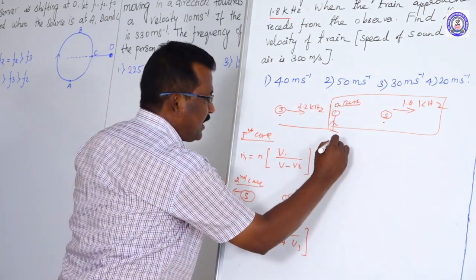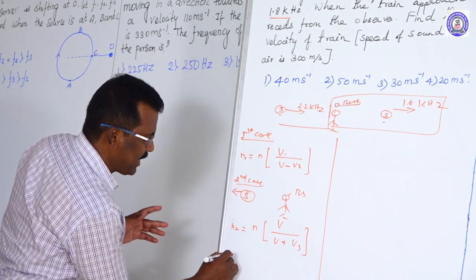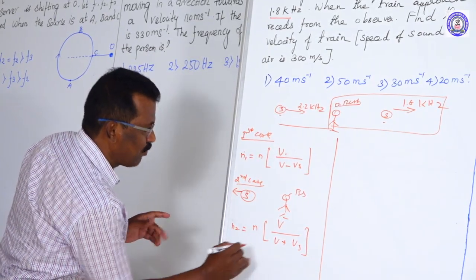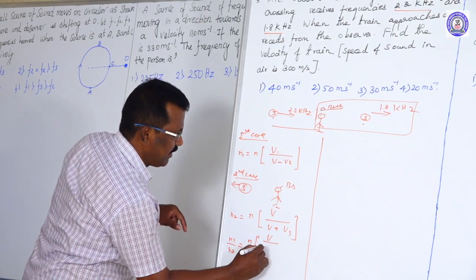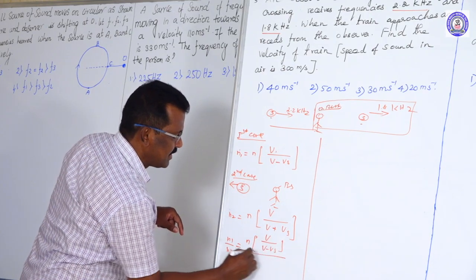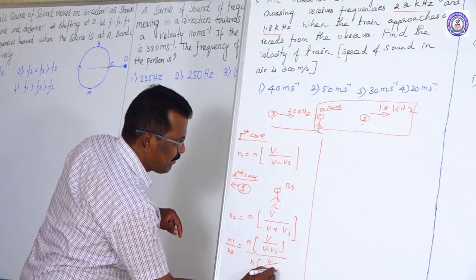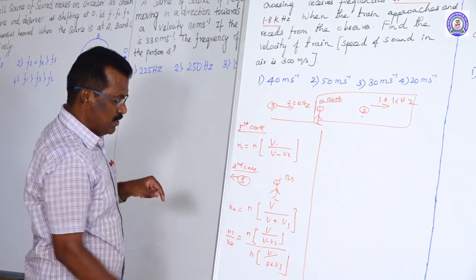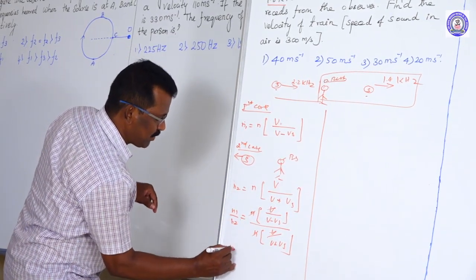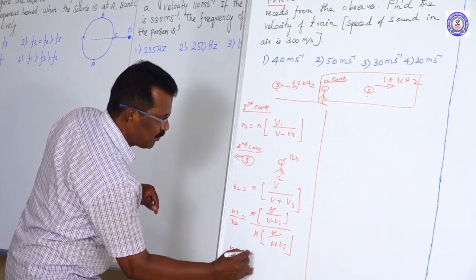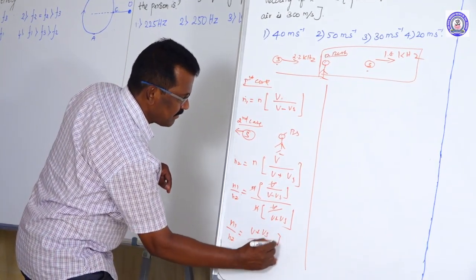By using these two sign conventions, n1 by n2 is equal to, in the first case, n v divided by v minus vs, and in the second case, n v divided by v plus vs. So n cancels, v cancels, so n1 by n2 is equal to v plus vs divided by v minus vs.